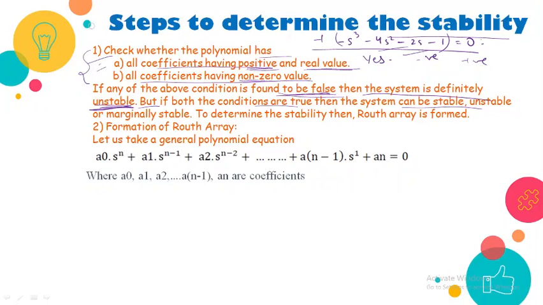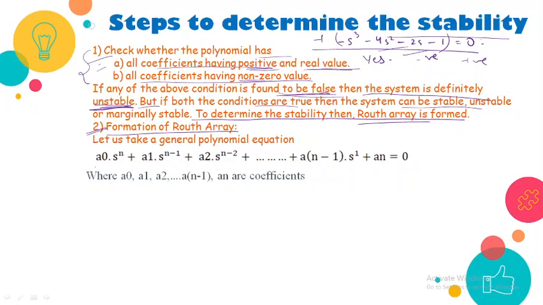बट इफ दीज कंडीशंस आर सेटिस्फाइड, देन व्हाट टू डू, then you have to determine the stability using Routh array. So Routh array is formed, and using that array you can determine the stability of the system. So the second step comes only when you have to determine whether the system is unstable, stable or marginally stable. So the formation of Routh array, how to form it.